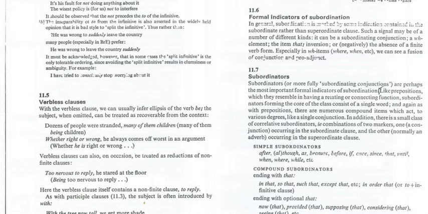Whether right or wrong, he always comes off first in an argument. The superordinate clause is he always comes off first in an argument, while the subordinate is whether right or wrong. Whether right or wrong is a verbless clause, and I can paraphrase it as whether he is right or wrong. I have the subject he omitted, and the verb is also omitted.